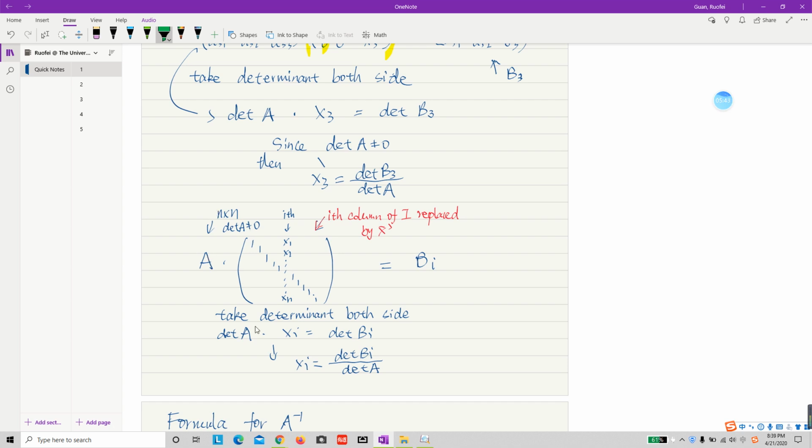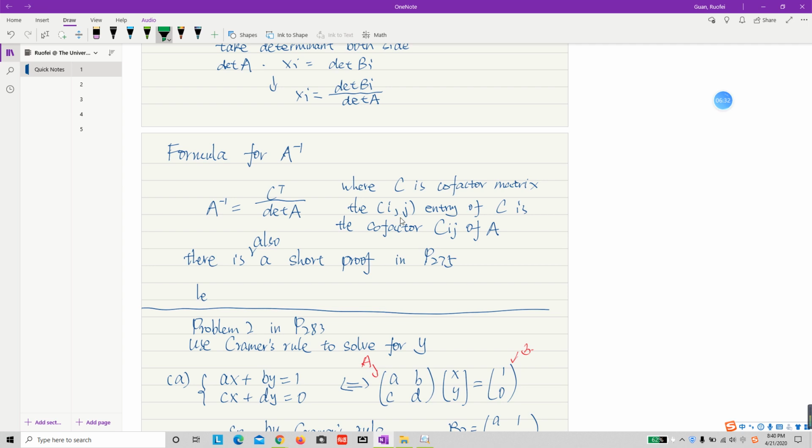If we let A be an n by n matrix and let A times this matrix, which is obtained by replacing the ith column of I by x, so you see this is the ith column, it used to be 0, 0, 1, 0, 0, but now it is x1, x2, through xn, and this result is equal to Bi. Then we take the determinant of both sides, and we get xi equals determinant Bi over determinant A.